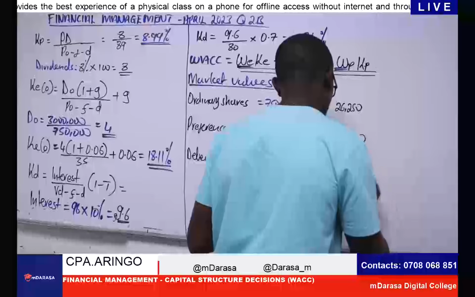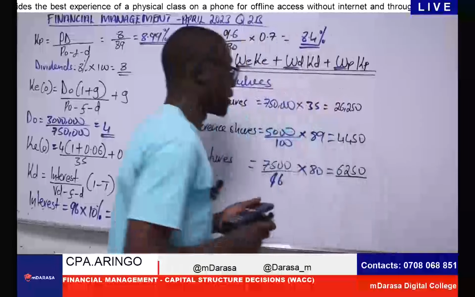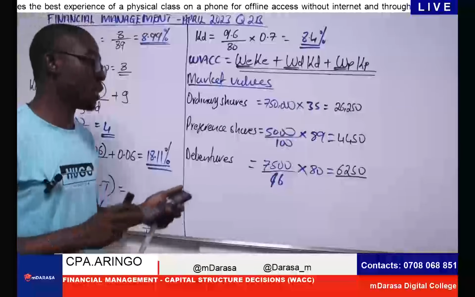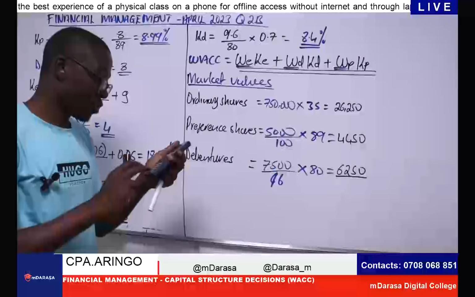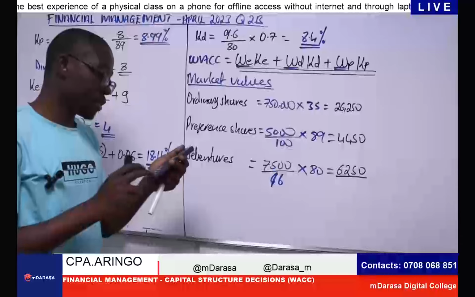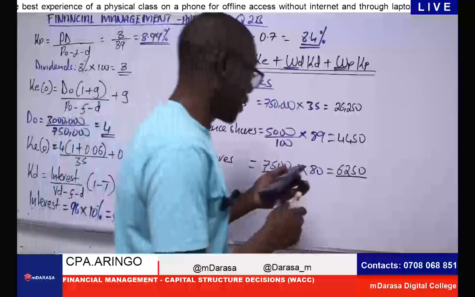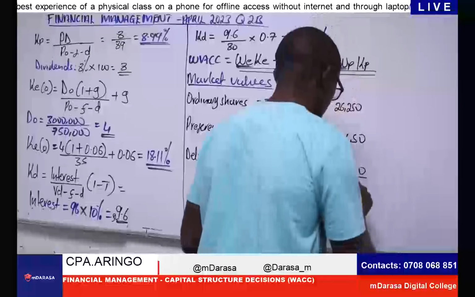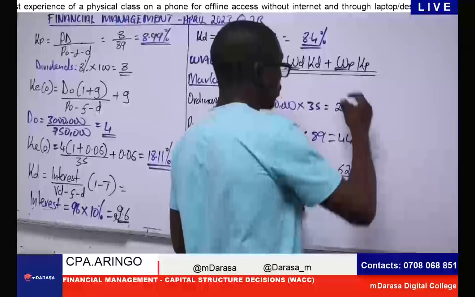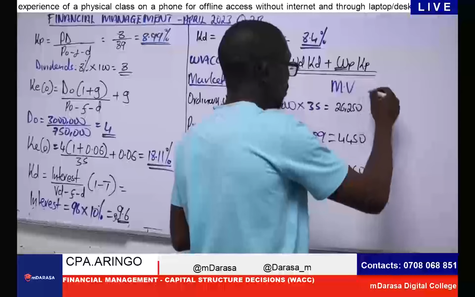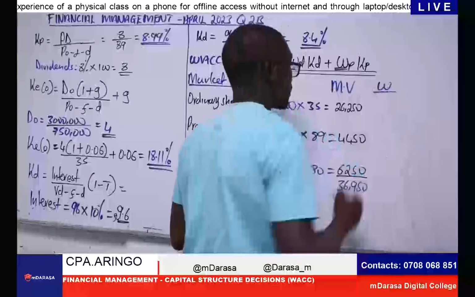So once we have the 6250, let us get the weights of each component. So plus 4450, 26 to 50. So in this case, I'm getting a value of 36,950. So if at all this is our market value, I need to determine my weight then.